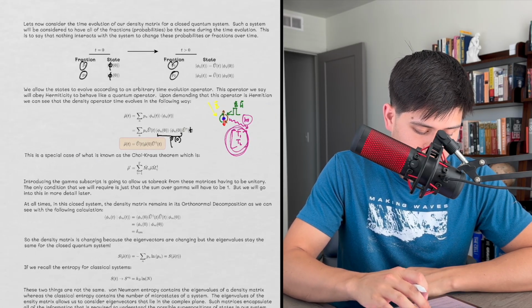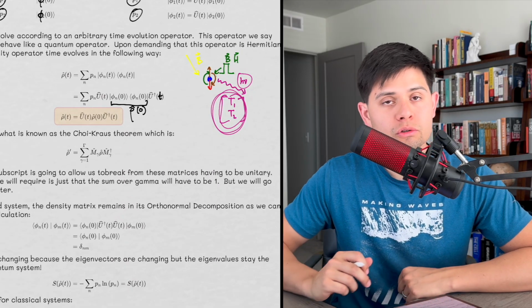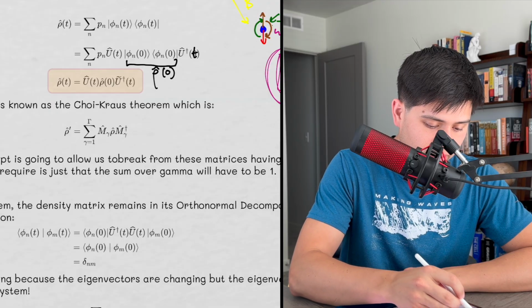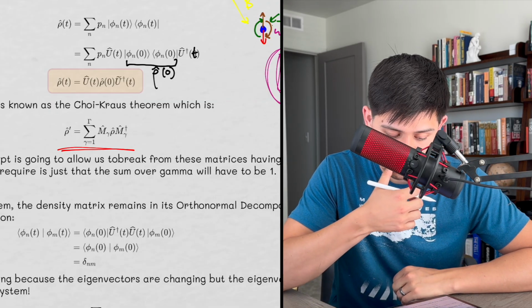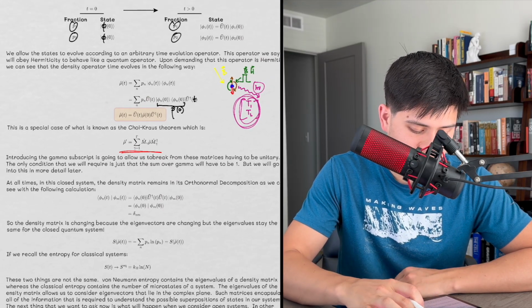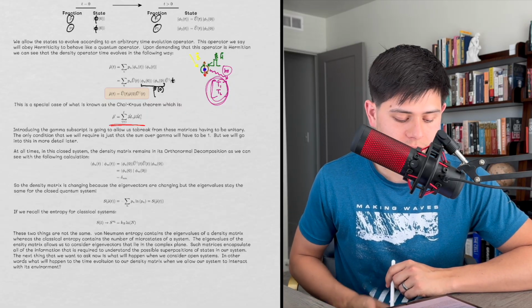And this is a special case of what is known as the Choi-Kraus representation theorem. The Choi-Kraus representation theorem looks like this, and we're going to actually derive this, but the point here is that introducing the gamma subscript is going to allow us to break free from the matrices having to be unitary.